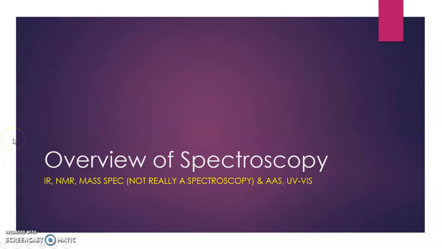VCE Chemistry, Unit 4, an overview of spectroscopy. So in this session, we'll briefly talk about IR, NMR, AAS and UV-Vis, see how they are connected, and we'll also talk about mass spec, which is not really a spectroscopy, but it functions as a very important instrumental analysis technique.